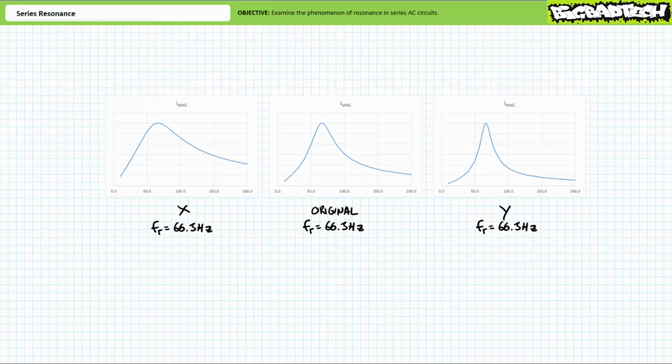You'd think that there'd be a symmetry between the lower and upper half-power frequencies, F1 and F2, such that they're equidistant from the resonant frequency, but they are not, and only in special occasions can we assume this to be true.